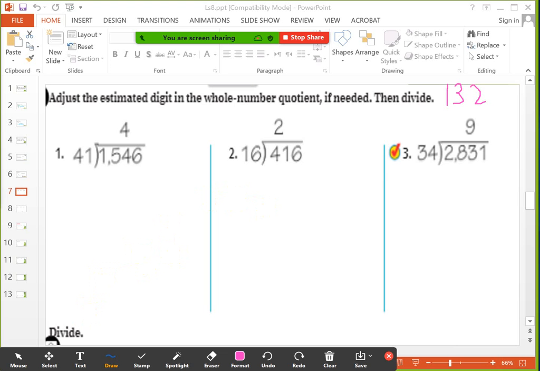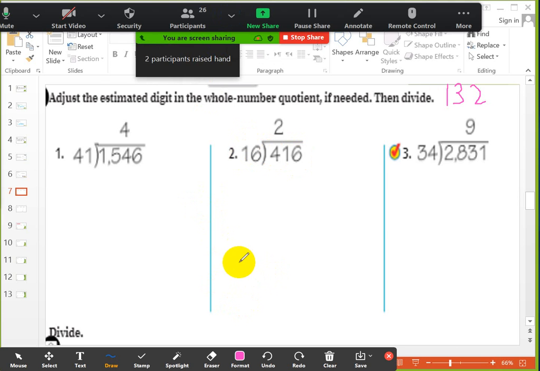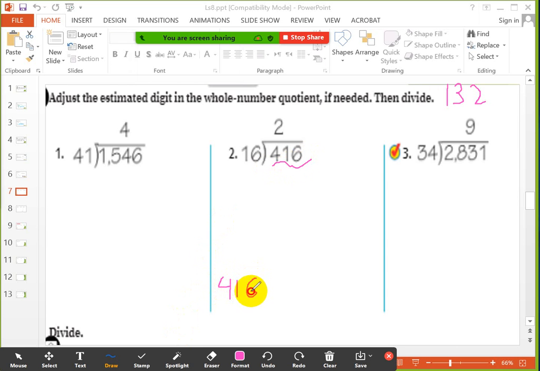So if you want to round this number to divide 416 by 16, what do I have to do here to find the estimation? Who will help me, who will share with me in the chat? If you round this number, 416, into the nearest 100, yes, Larissa, give me the answer. We will start with the division. 14 divided by what? Yes, 14.